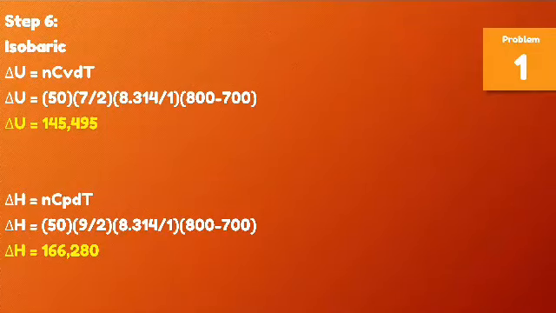For our next step, what we're going to use is nCv dT. So substitute 50 times 7 over 2 times 8.314 over 1 times the dT, 800 minus 700. So for ΔU, we have 145,495. For ΔH, we have nCp dT, which is 50 times 9 over 2 times 8.314 over 1 times 800 minus 700. So ΔH equals 166,280. For our sensible heat, based on the formulas for isobaric, Q equals ΔH. Thus Q is also equal to 166,280.